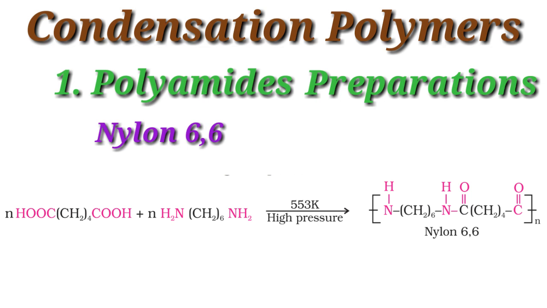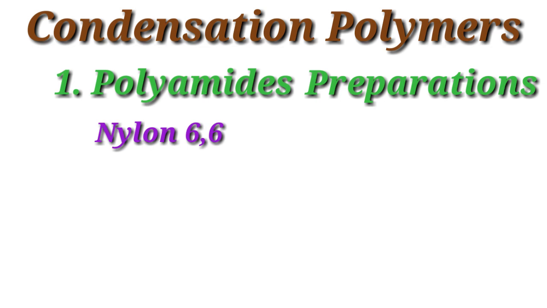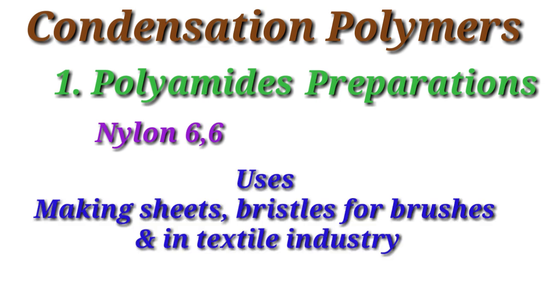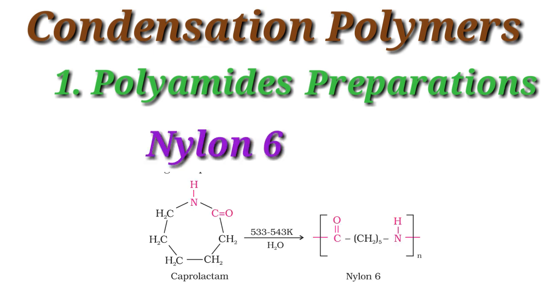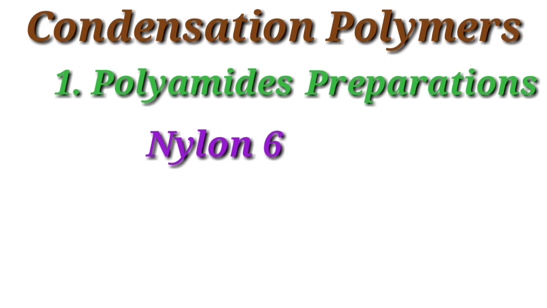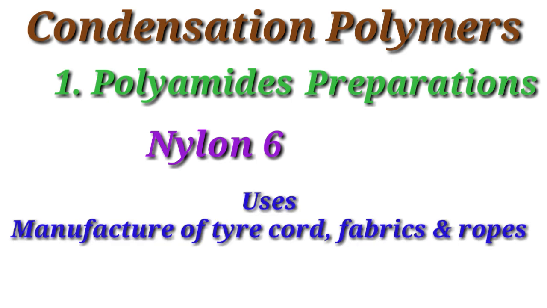Here elimination of water molecules takes place, and OH from the acid group and H from the amine group are eliminated as water. Nylon 6,6 is used in making sheets, bristles of brushes and in the textile industry. Next one, nylon 6. It is obtained by heating caprolactam with water at high temperature. Caprolactam is a cyclic compound with amide linkage. On heating this caprolactam in the presence of water, you are getting nylon 6. Nylon 6 is used for the manufacture of tire cords, fabrics and ropes.